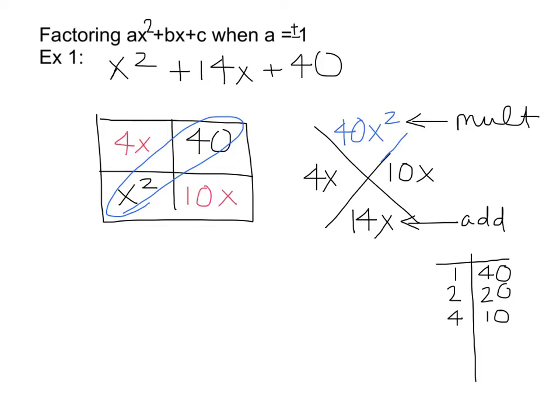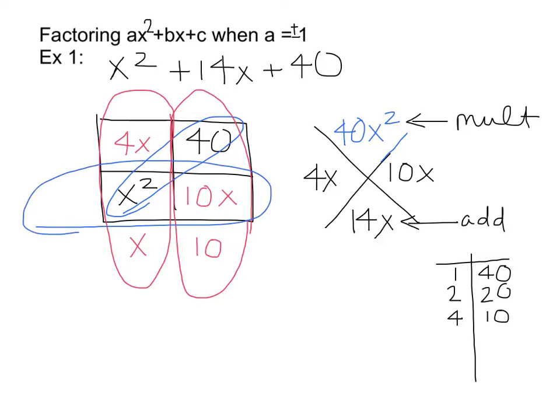So now we are going to look at the first column, okay? And you ask yourself, what does x squared and 4x have in common? They have x in common, okay? Now we look at the second column. What does 10x and 40 have in common? They both have a 10 in common. Now we need to look at our bottom row. What does x squared and 10x have in common? They have x. What does 4x and 40 have in common? They have the number 4.